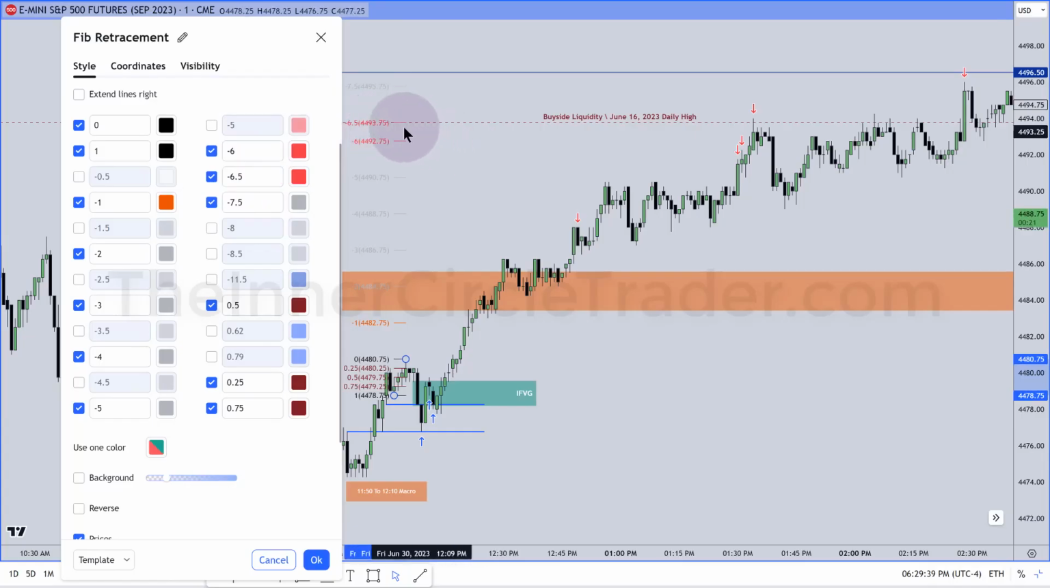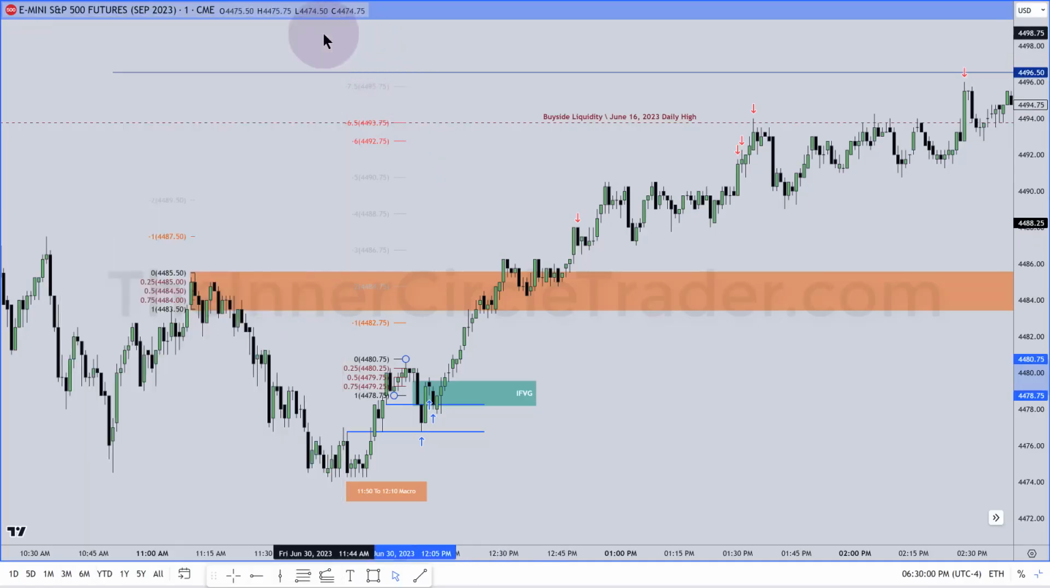4493.75. That right there tells me that it will definitely reach for that liquidity. Remember, 4493.75 is the high of June 16, 2023. What I'm doing is showing you how to take the levels here for standard deviation, and when they agree with a range of liquidity, what do I mean by that? Well, let's take this off. If we look at how the negative 6.5 standard deviation comes in at the daily high at June 16.